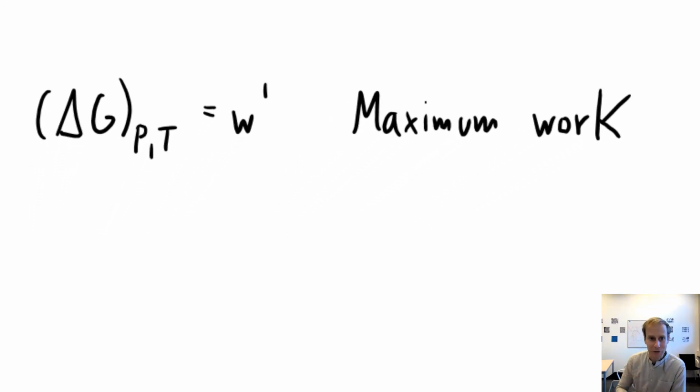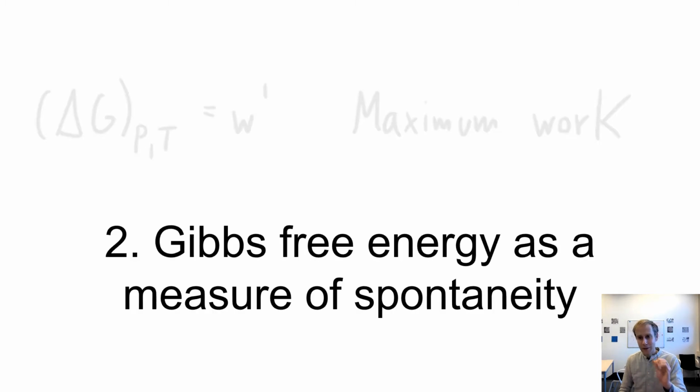So, summarizing this section, a change of the Gibbs free energy at constant pressure and temperature gives you the maximum amount of work that can be performed, of non-volume work, pardon. So, the second part now of this knowledge clip, we're going to talk about how the Gibbs free energy has a second meaning, which is a measure whether a process is spontaneous or not. Let's get started.